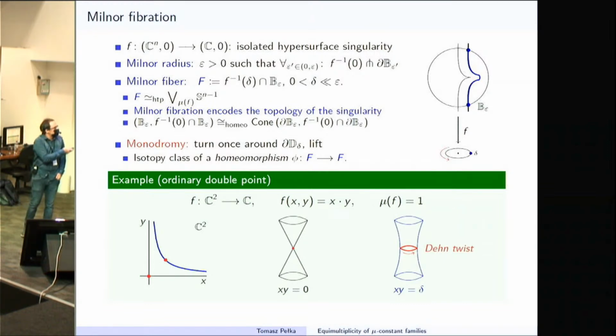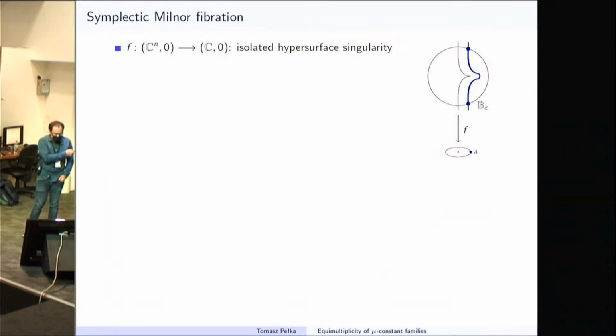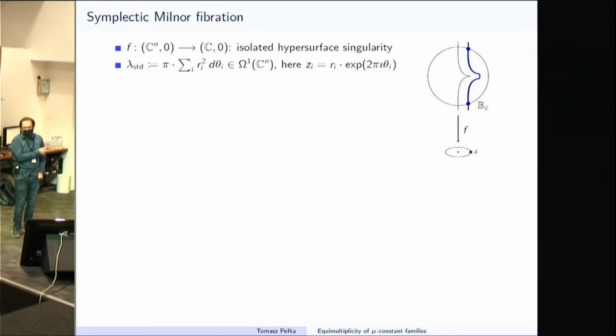Okay, so that's the local picture. And now I'm going to study it symplectically. So I take, again, an isolated hypersurface singularity. I take the standard Liouville form in Cn, which in polar coordinates has this form. And the differential of this lambda is the standard area form in Cn.